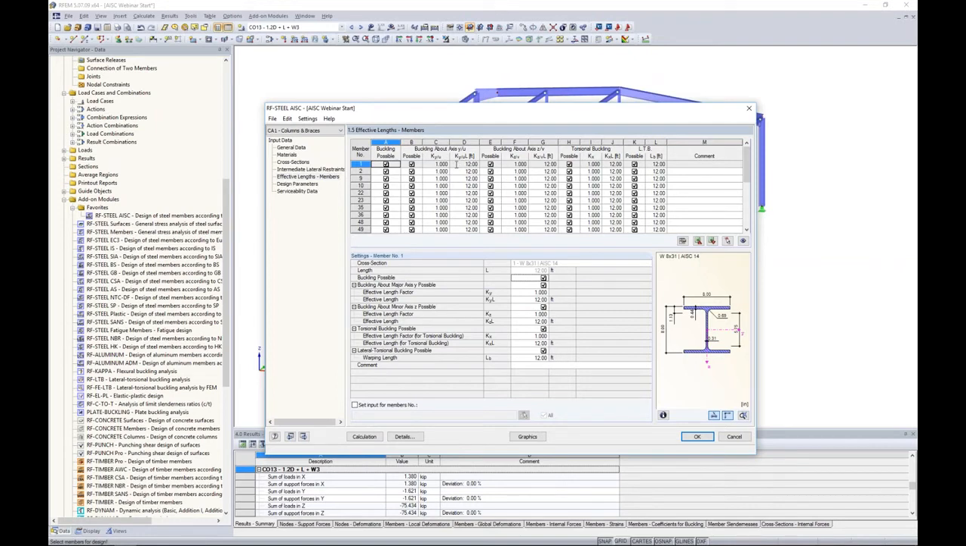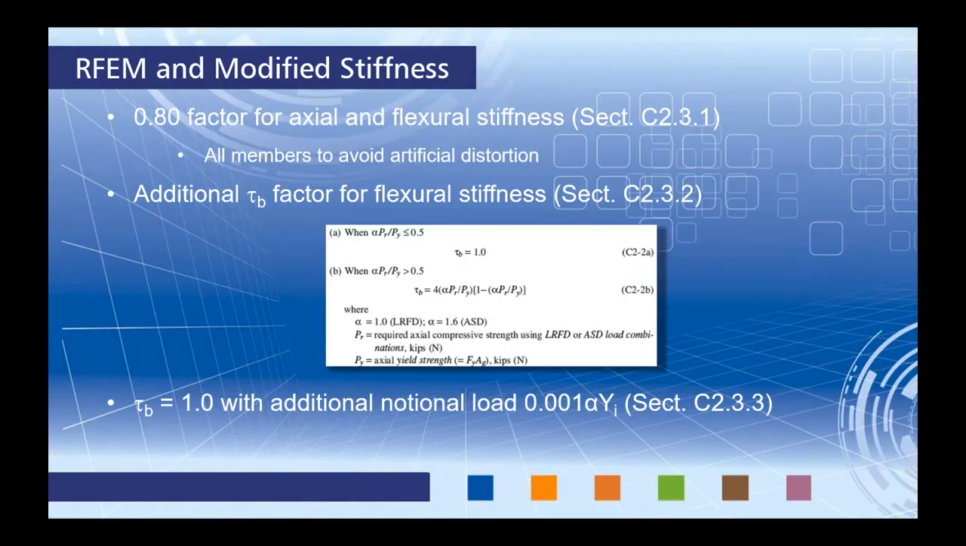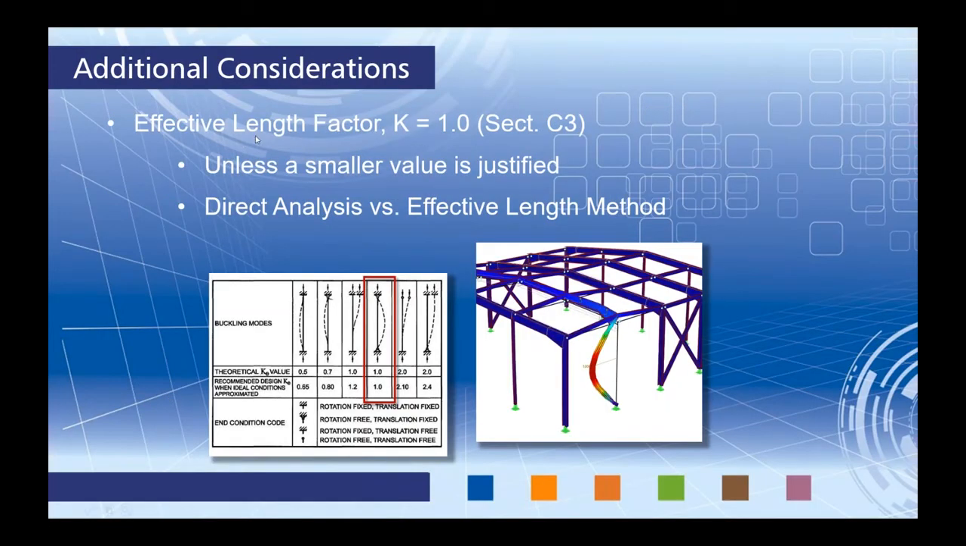One thing to note, I'm going to jump back to the PowerPoint here very quickly, is that the effective length factor in section C3 says that we can use 1.0, unless a smaller value is justified, but the conservative approach is to use 1.0. Now this is a very huge difference between the direct analysis versus the effective length method. With the effective length method in Appendix 7, we have to figure out what our K factors are, whether that's the recommended value or the actual value. That's a big difference in the approach between the two different methods.